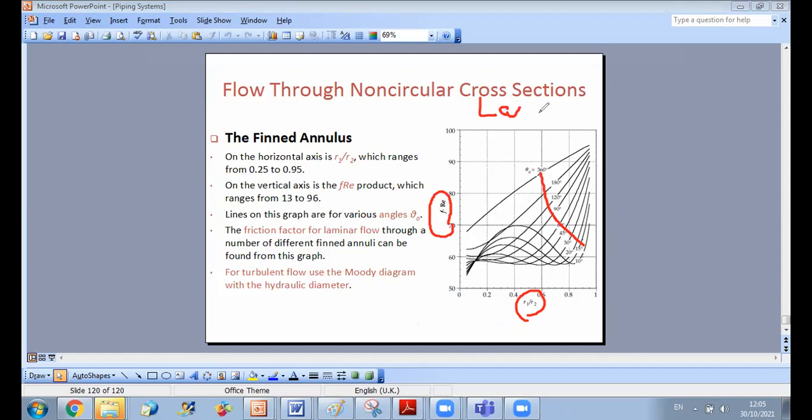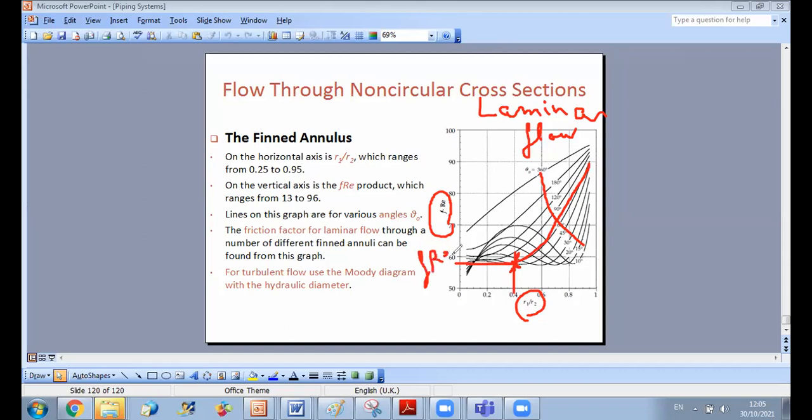Now when I have turbulent flow, I need to use D_H and the Moody diagram. Whereas if the flow is laminar, I have tables or charts that give me the value for this geometry. For example, if R1 over R2 is 0.4 and the angle theta is 60 degrees, you take this curve for 60 degrees and this R1 over R2 equals 0.4, and the intersection point will give me the value of F times Reynolds. So if it's a laminar flow, F times Reynolds.